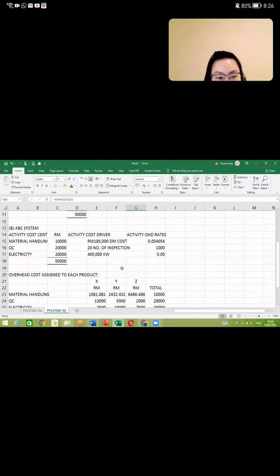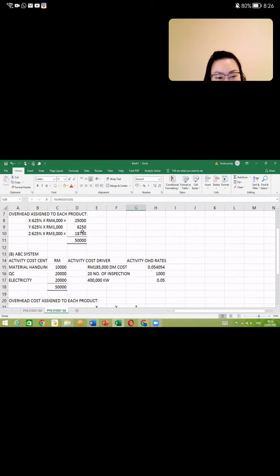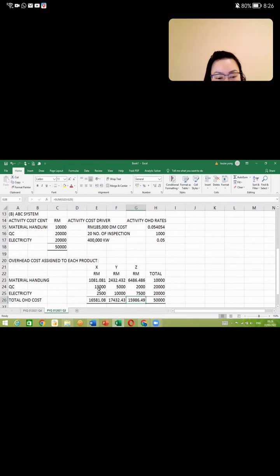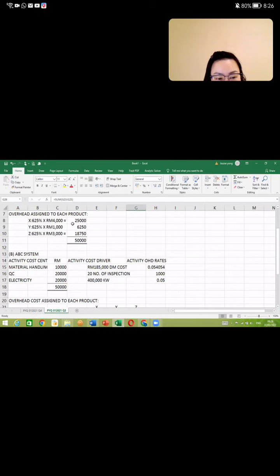When you compare, you will see that product Z here is overcharged the overhead cost, and product X you overcharge as well. Then product Y here, can you see that? By using traditional, you only charge 6,250. But under ABC it should be 17,432. So product Y is under cost, but product X and product Z are over cost. Part C here asks you about the problem.